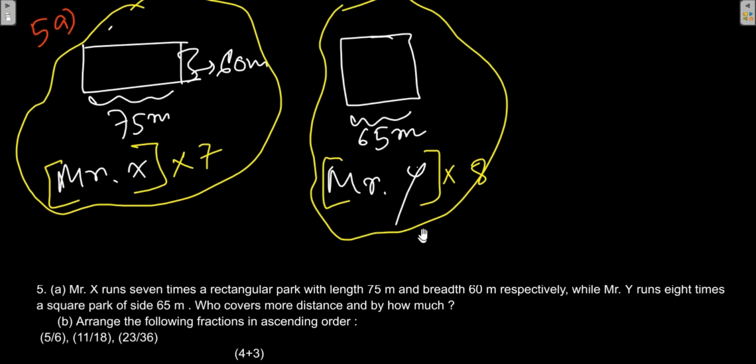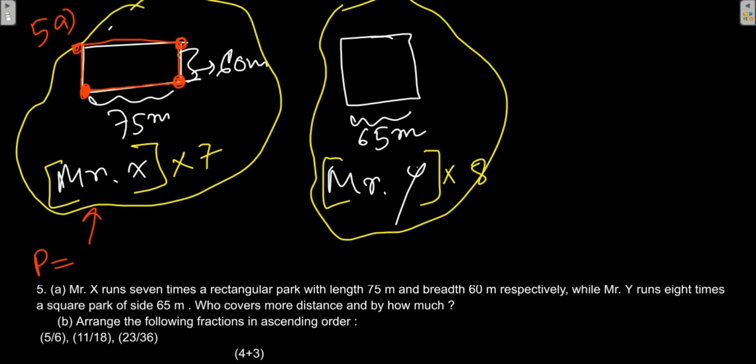Okay, now let us go for the sum. In this sum, you can easily see that whenever we are starting in any of the cases, for example Mr. X, suppose he has started from this point. From this point he has walked up to here, again up to here, again up to here, and again up to here. So if he is completing 7 times, then actually he is completing the perimeter of the park 7 times. So we need to find out the perimeter here.